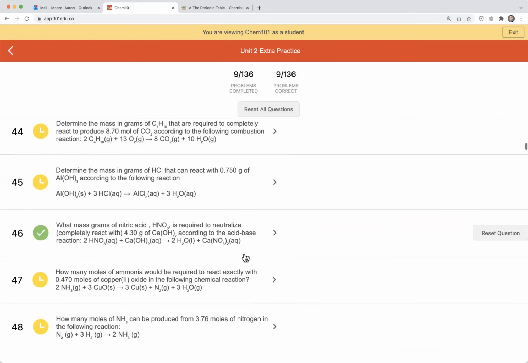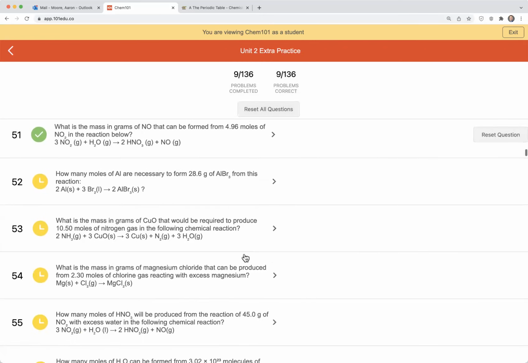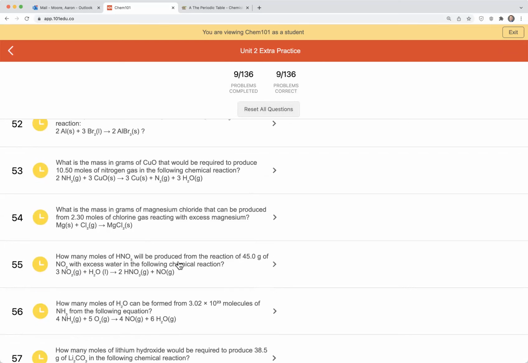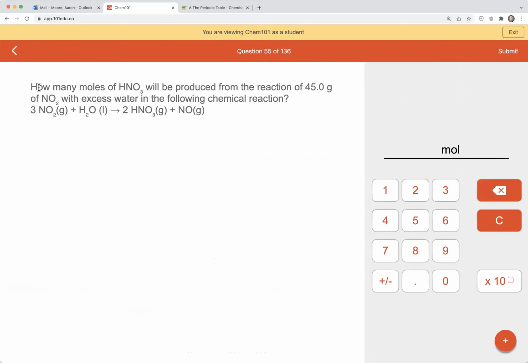So the next one that I want to do is 55. Okay, so how many moles of nitric acid will be produced from the reaction of 45 grams of NO2 with excess water in the following chemical reaction? So again, this one is just a fairly garden variety stoichiometry problem. We know the mass of one reactant, and I'm told I have an excess of the other reactant, and we want to figure out how much of this product will be made, okay? So we may need a couple molar masses, and that's about it.